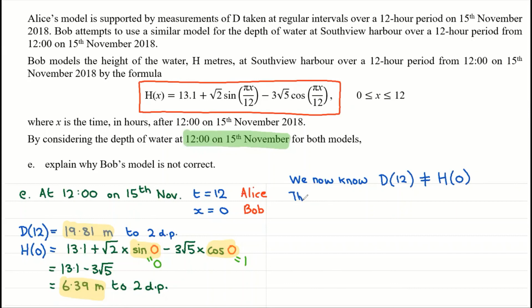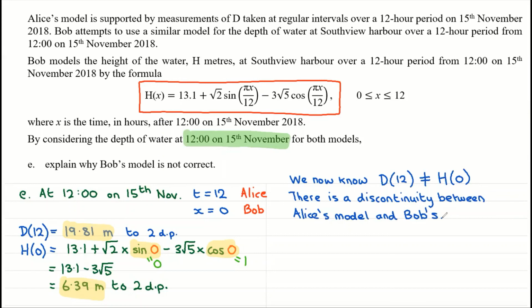So there is a discontinuity between Alice's model and Bob's. So that's just established that one of them is wrong.